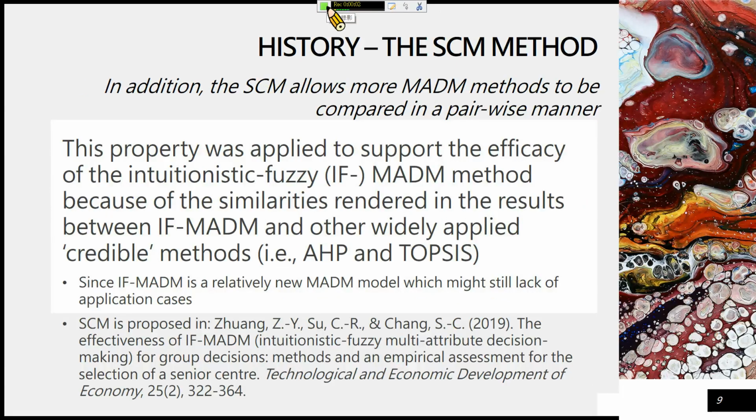This is the core logic of the SCM, and it was used to confirm the similarities rendered in the results between the IFMADM method and the other two credible methods of AHP and TOPSIS in the 2019 study. Since these similarities are confirmed pairwise for the same decision problem, confidence is gained for the use of IFMADM, which is a later approach that still lacks a wide range of applications in the real world.